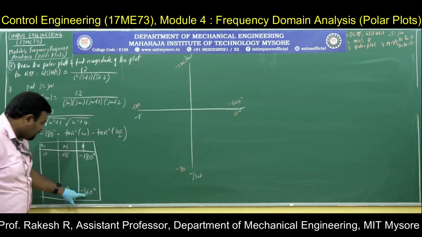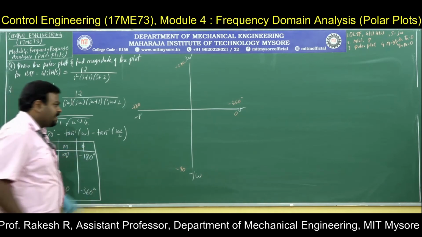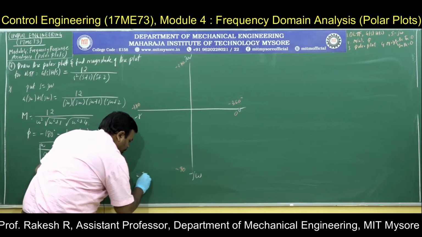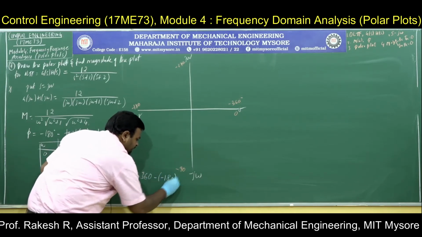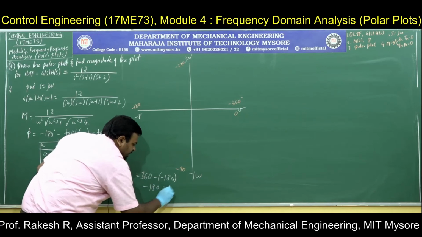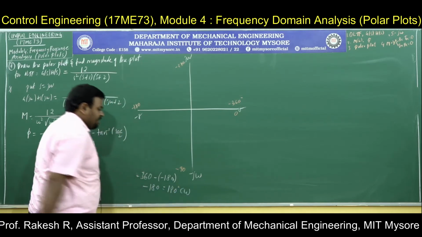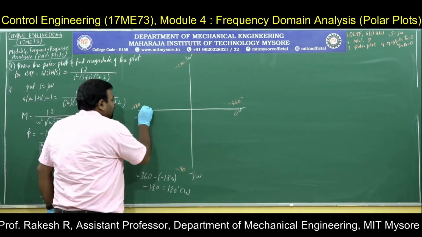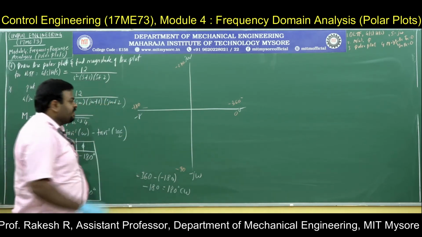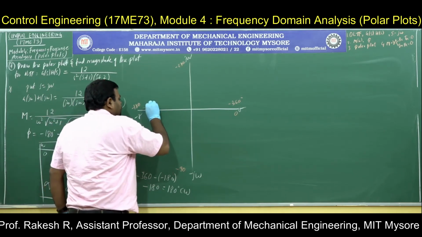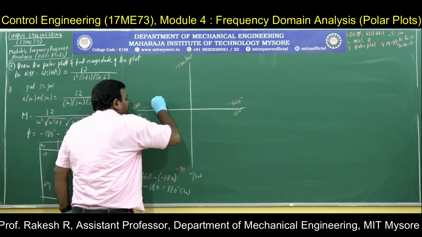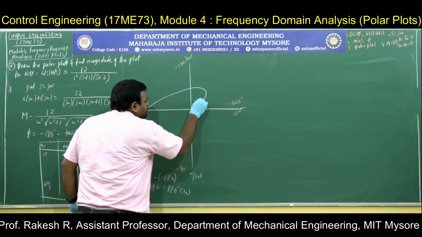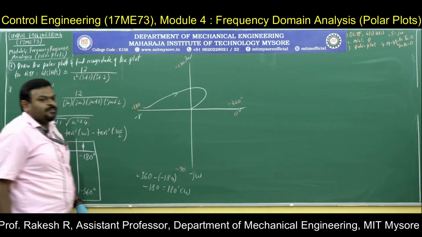Again calculate the angle. Minus 360 minus of minus 180, it is 180 degrees with minus, this indicates 180 degrees clockwise. You have to move clockwise. So clockwise means from 180 here it will be starting, the magnitude will be at infinity, and start the plot like this. It will go to 0. So this is the direction of the polar plot.